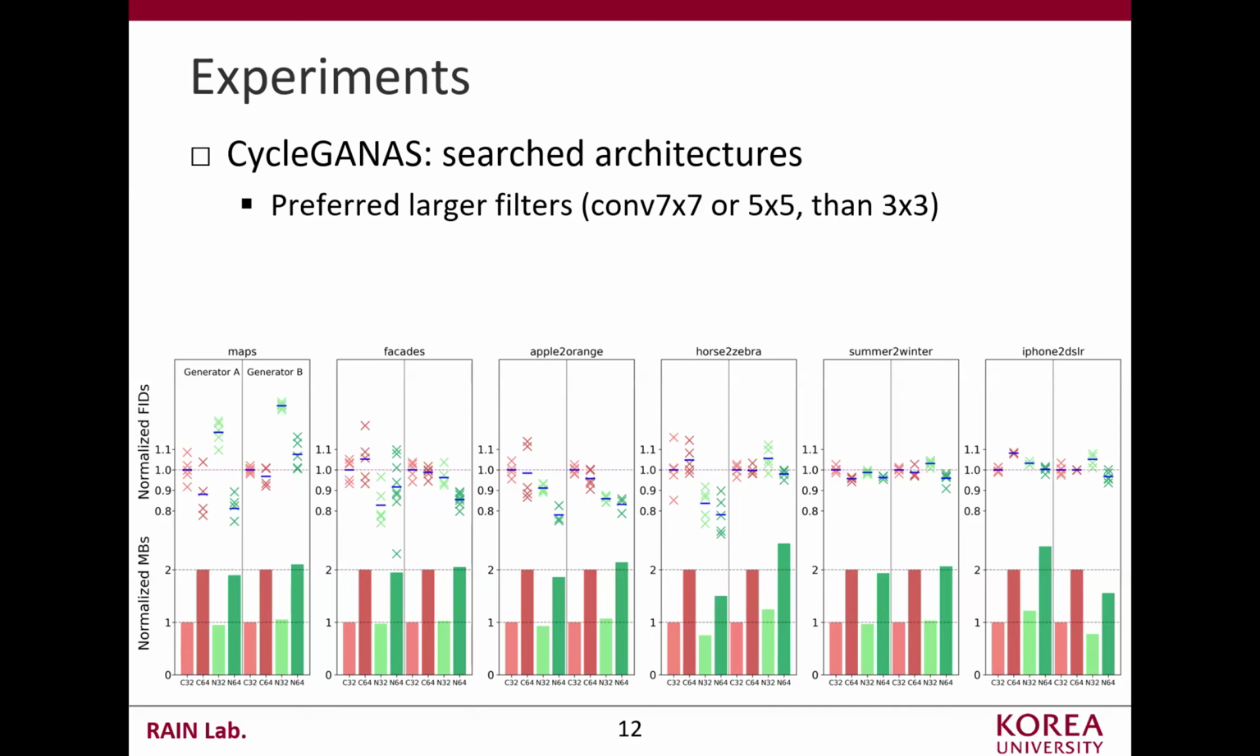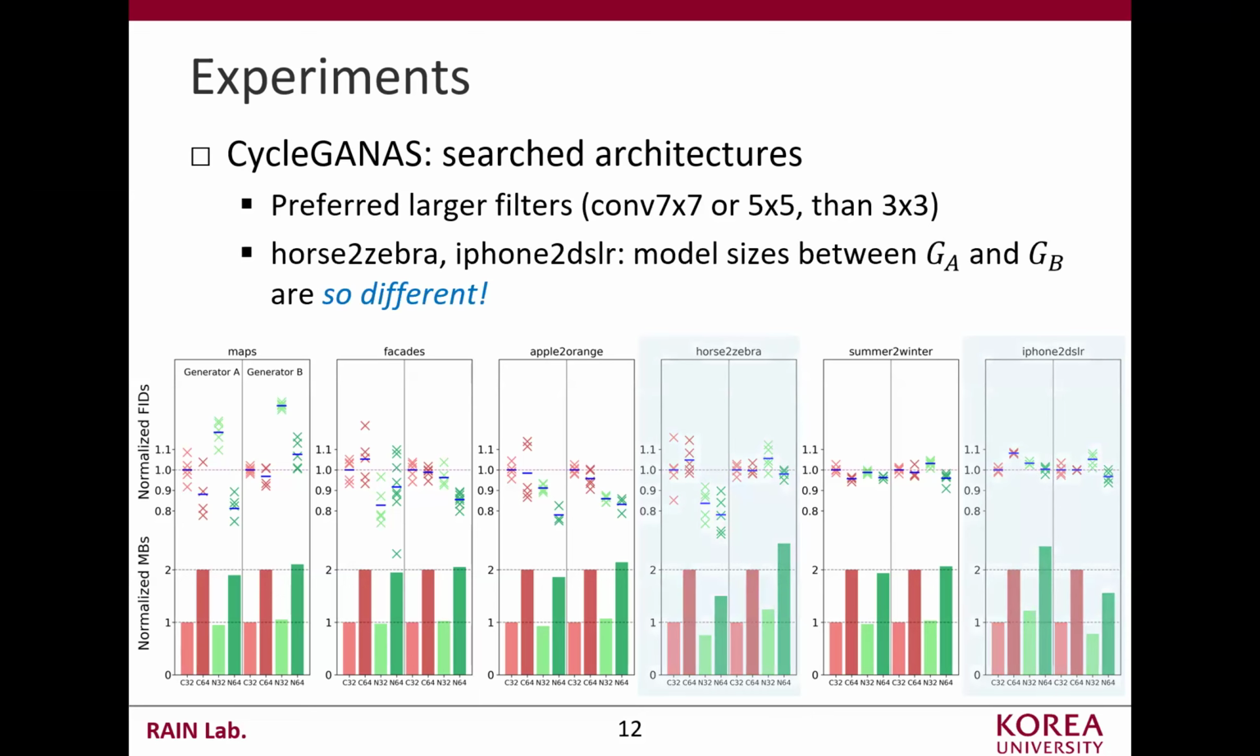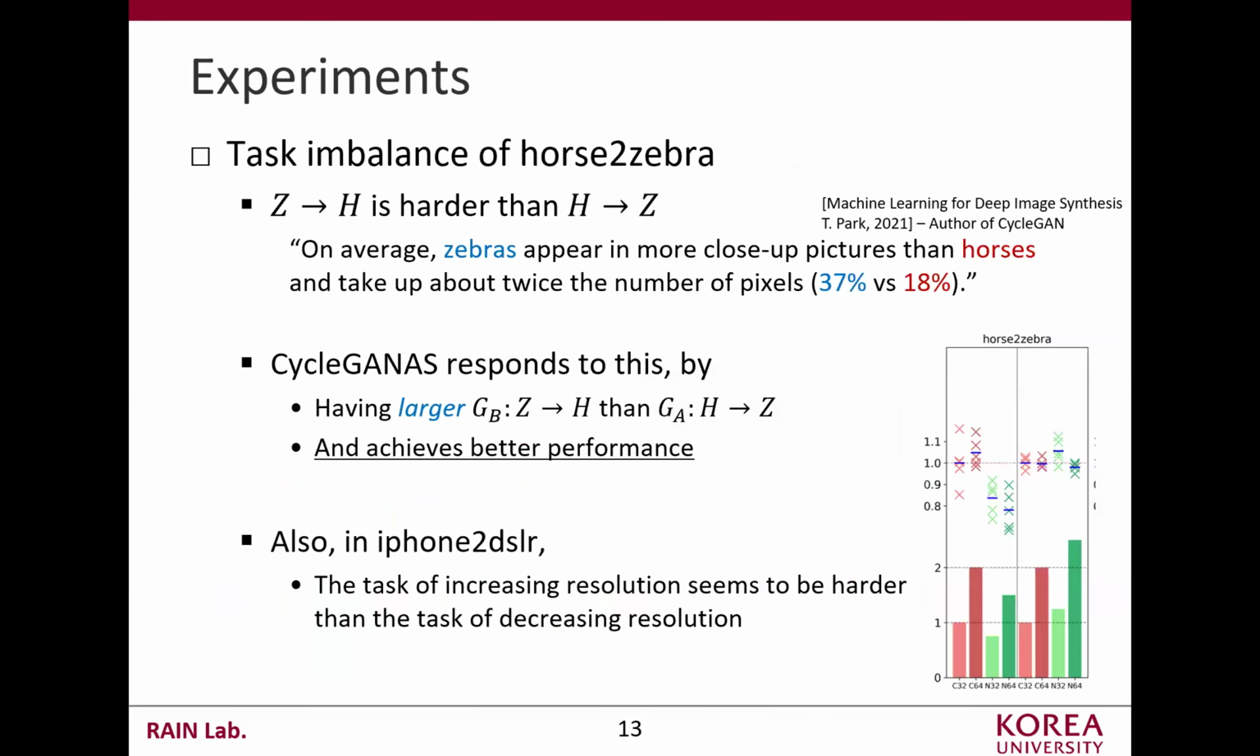Note that the green one is CycleGAN-S. You can see that the differences are clearly visible. So we analyzed it. It seems that there is a task imbalance. In HorseToZebra, it is reported that there is an imbalance in the data set.